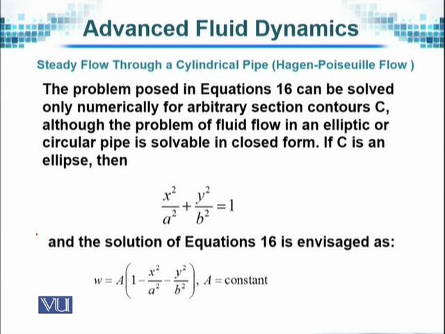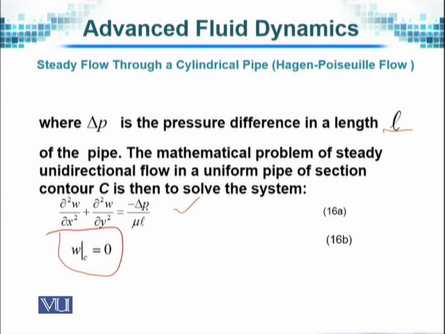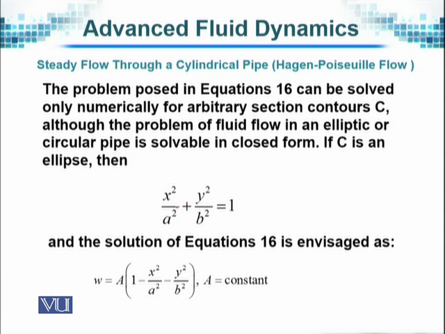So now we need to solve this equation, but it needs to be solved numerically, where we keep giving some values to the constant C, and we keep obtaining different results because an analytical solution of this is not available. However, if we choose the geometry, the contour section C, to be either of elliptic form or circular form, then it is solvable in closed form.